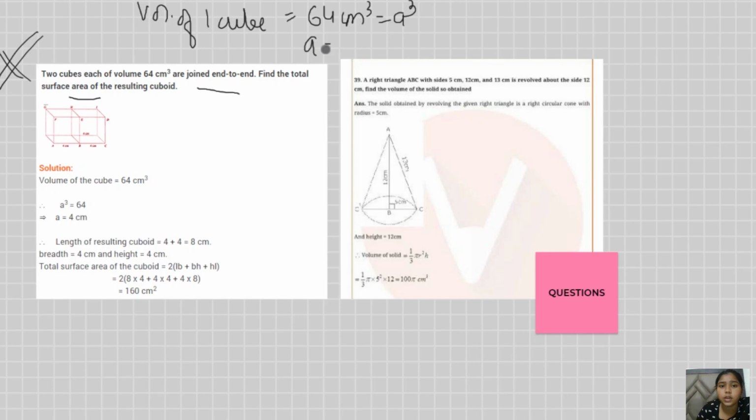Now the surface area of the resulting cuboid. What you have to do is just draw the two cubes like this. You can draw the two cubes.